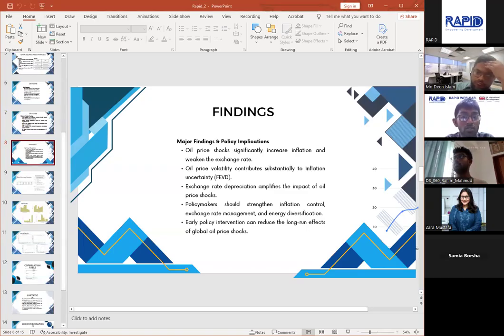Our analysis shows oil price swings are a major reason inflation in Bangladesh is so unpredictable. So the takeaway for policymakers is: don't wait for the damage to fully show up. Rather, they should take action quickly because we know that the effects take 6 to 12 months to settle. There's a real window to step in early. Controlling inflation, stabilizing the currency, and reducing oil dependence can soften the blow before it spreads across the whole economy.